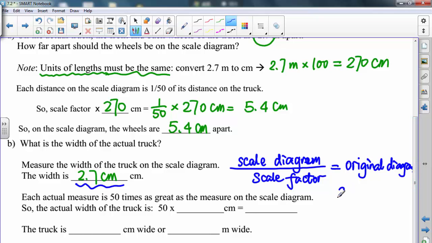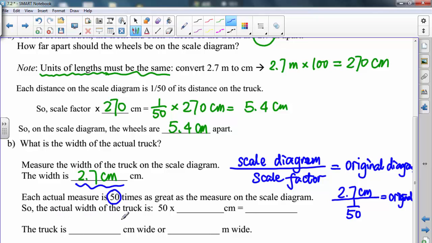So my scale diagram is 2.7 centimeters, and my scale factor is 1/50. So if I use 2.7 centimeters divided by 1 over 50, I can get the length on the original diagram. 2.7 centimeters divided by 1 over 50 will be the same as 50 times 2.7 centimeters. So this is the reason why we say each actual measure is 50 times as great as the measure on the scale diagram. This 50 is the reciprocal of the scale factor.